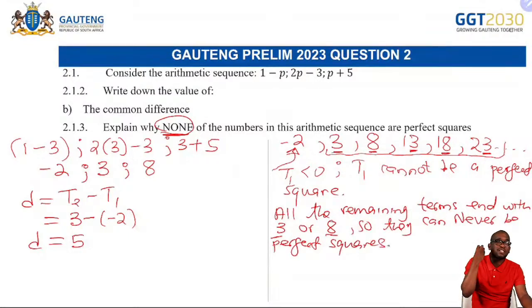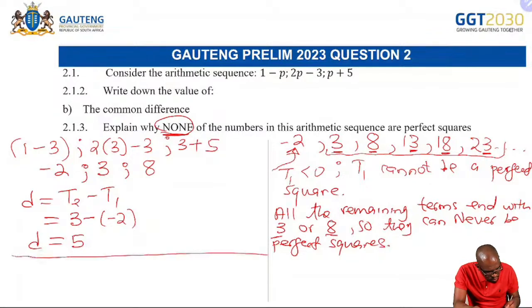That's how you can attempt this question. You broke it up into two. You looked at the first term, which was negative. It can never be a perfect square. And then you check the remaining terms. You see that they end with a 3 or with an 8, which means that they can never be perfect squares as well. Alternatively, allow me to just use the space here.